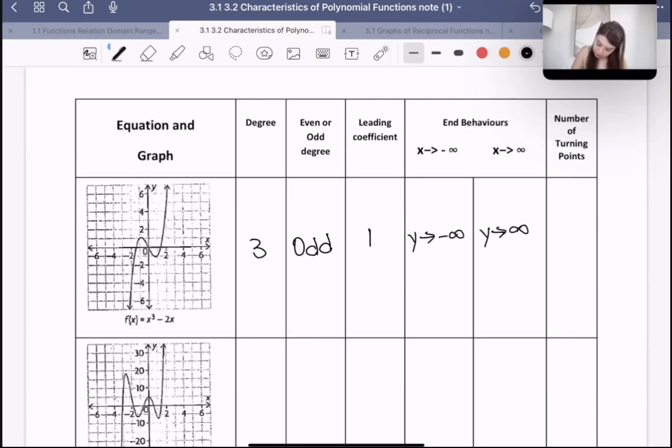So there we go. Then it asks the number of turning points. So we know the maximum would be 2 because the degree is 3. And I do indeed see 2 turning points here. So I'm going to write down 2.